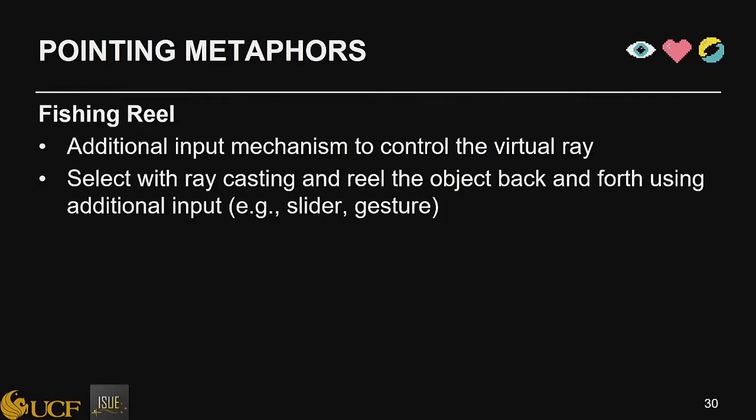The fishing reel is a little bit different. It's an additional input mechanism to the virtual ray, and the only difference is that you do ray casting, and then you have another component of your input device which can reel the object back and forth using a slider or a gesture or whatever. So you go grab something, and you could literally do this like a real fishing reel, and bring it in. It could be cool. Obviously, if you're doing a fishing application, that would be pretty intuitive.